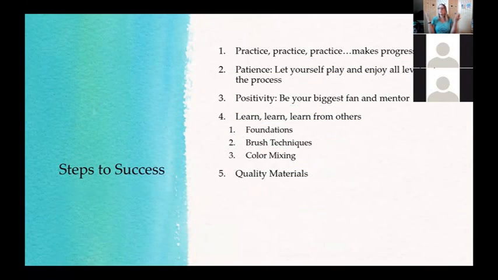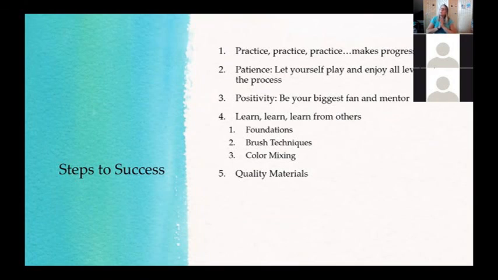All right, so keys to success: practice, practice, practice. Practice makes progress. I don't say practice makes perfect, because perfection is not real, but progress is. And it's all about practicing. It's about muscle memory. It's about the knowledge. This is hopefully the knowledge piece of it that's going to help you, but really it's going to be about the muscle memory. It's about learning your materials, your paper, your brushes, your paint, being patient with yourself, letting yourself play and enjoy all the levels of the process, not letting yourself get too frustrated if it's not doing what you want, because just keep practicing and you'll start to get closer to what you want.